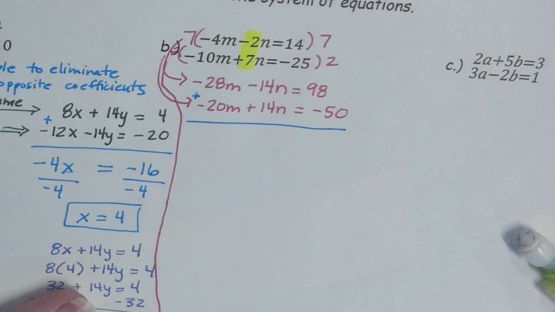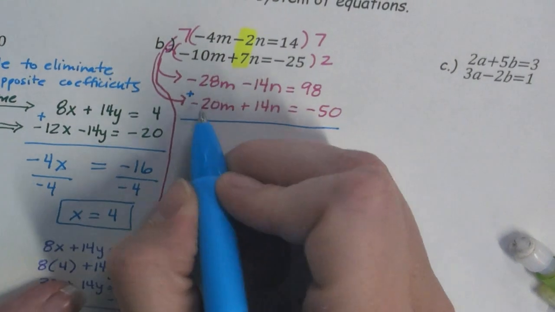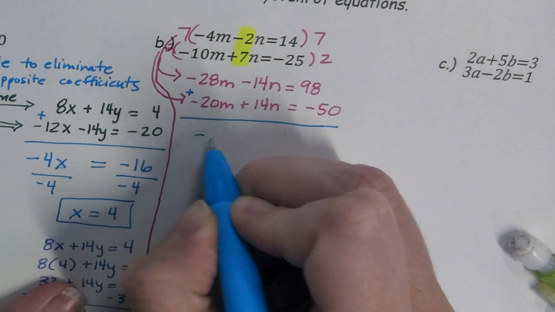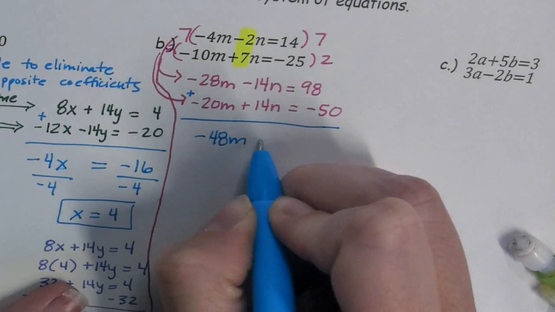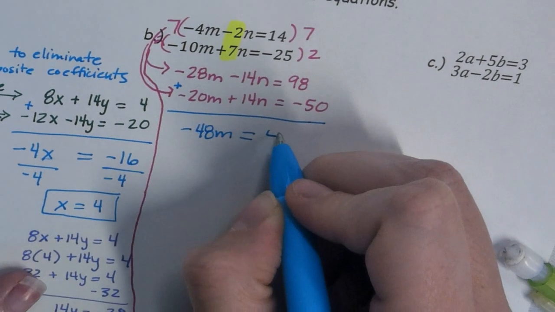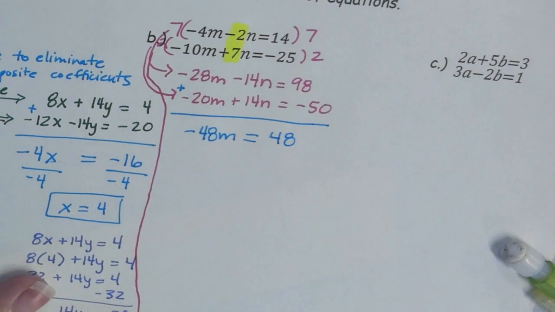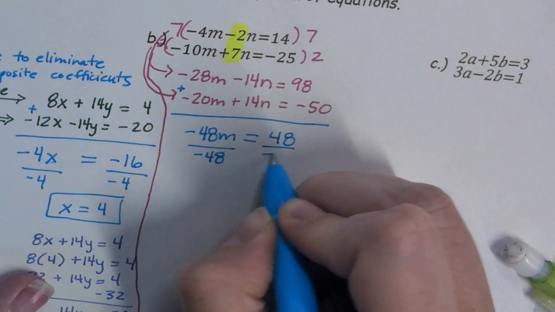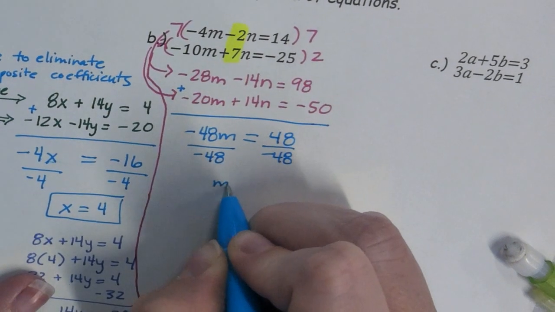How are we doing with this part? Okay, so if I'm adding straight down, be careful of these negative guys. A negative and a negative is going to stay negative when you add them. 98 minus 50 is going to be 48. Divide each side by negative 48. And your m will be negative 1.